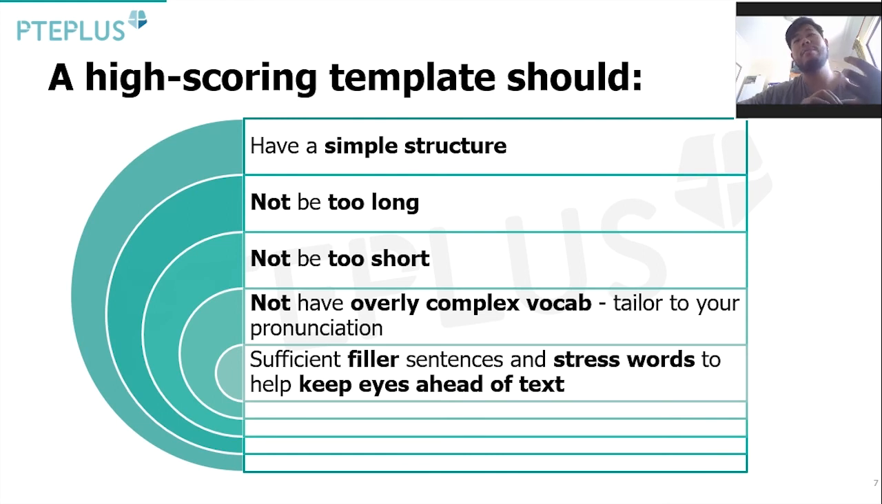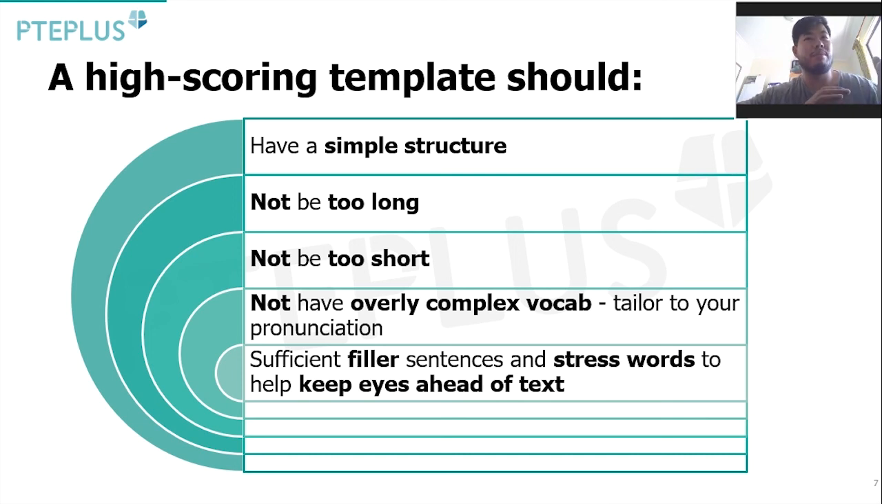A high scoring template should do the following things. It should have a simple structure, not be too long, not be too short, and not have overly complex vocabulary. Obviously this varies from person to person, so tailor the vocabulary to your own pronunciation. Only have what you can pronounce well, and have sufficient filler sentences in the template to allow you to stress words and keep your eyes ahead of the text.